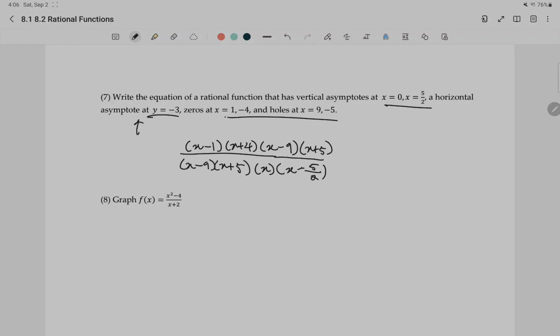No, we have our horizontal asymptote. And let's count our degrees. 1, 2, 3, 4. 1, 2, 3, 4. So the degrees are the same, so we can just add a negative 3 on top, because remember, it's just 1 in the front. Negative 3 divided by 1 is negative 3, which gives our horizontal asymptote. So this is good here. This is good here and here. This is good here, here, here, and here. And then these two are good here and here. These two. Perfect.